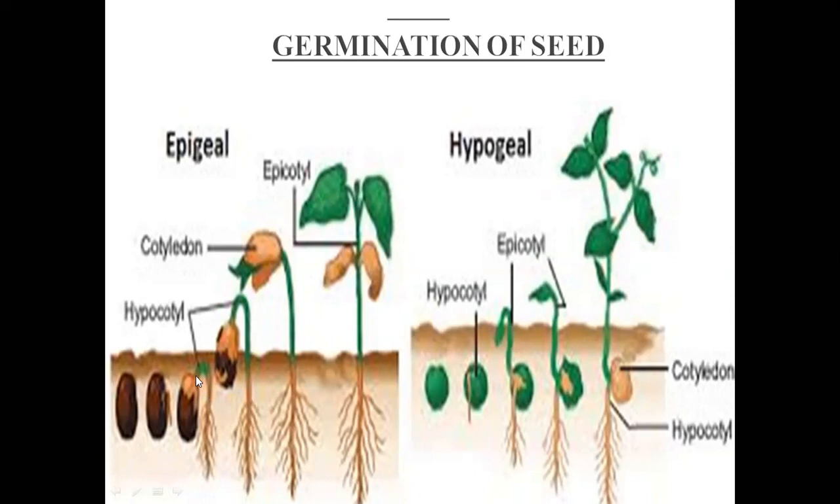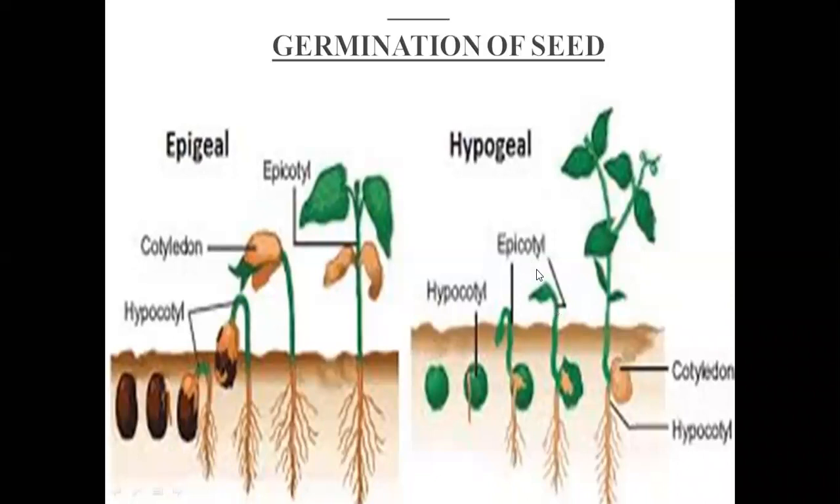Here, the point below the cotyledon was the hypocotyl, but here it is a different point, the epicotyl. Now you can see that the epicotyl elongates. You can see that the epicotyl is getting elongated. The cotyledon is just below the ground, not out of the ground.